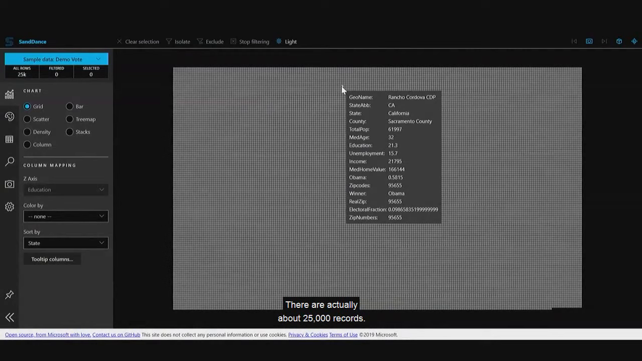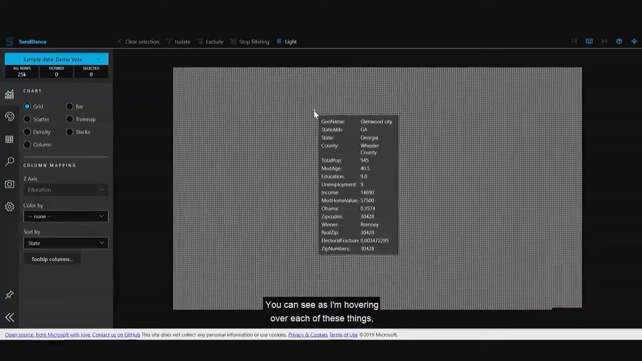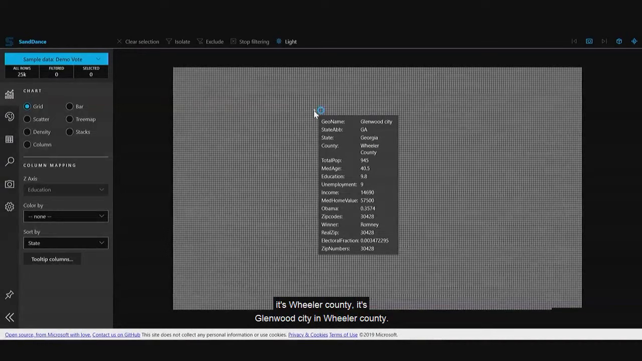It's sub-county. It's called a census-designated place, but it's a small area with different populations. And you can see, as I'm hovering over each of these things, this is in the state of Georgia. It's Wheeler County. It's the Glenwood City in Wheeler County. You can see how many people and all these things.